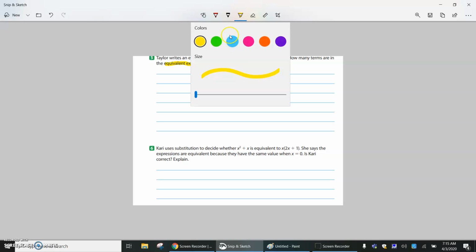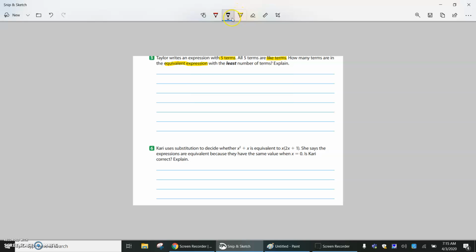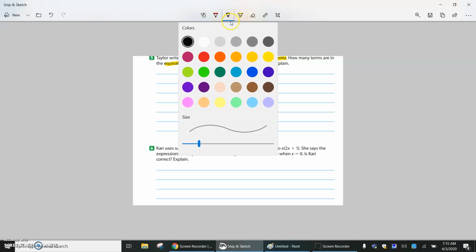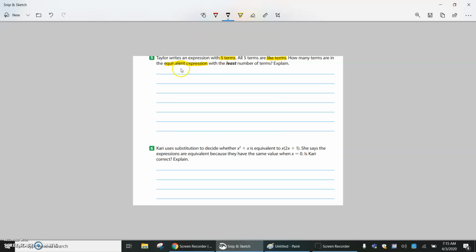Okay, so let's go ahead and look at this. I have 5 terms. Remember, terms are, let's just say I had 5, 6, 8, 11, 2, 1, 2, 3, 4, 5. Okay, so I have 5 terms here. They're all like terms. Why? Because they're all numbers. There's no variables involved.